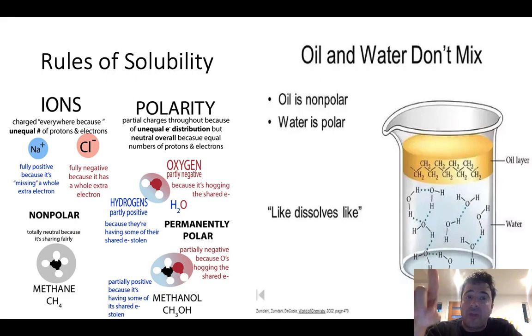Now, when we think about solubility, when I say a substance is soluble in water, or soluble in blood plasma, what I'm really saying is, can that substance actually dissolve and form part of the solution, or does it separate out and form its own distinct layer?